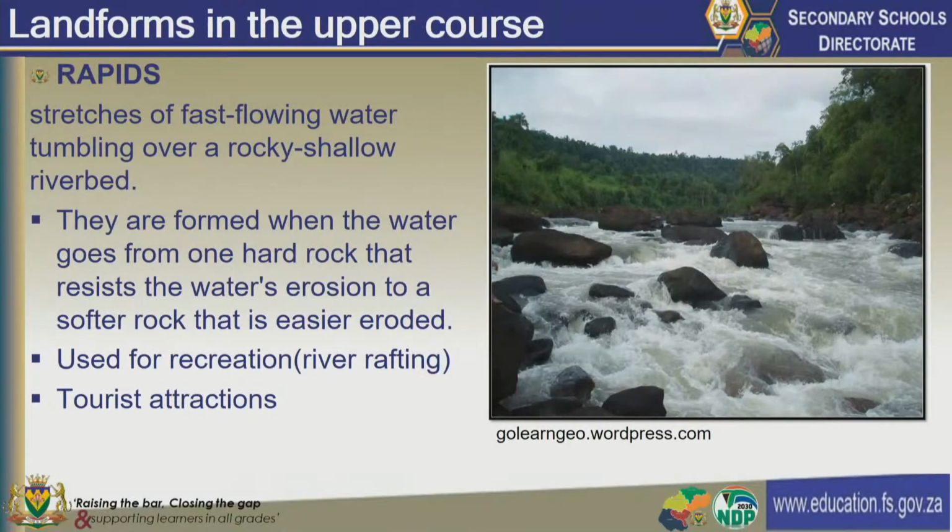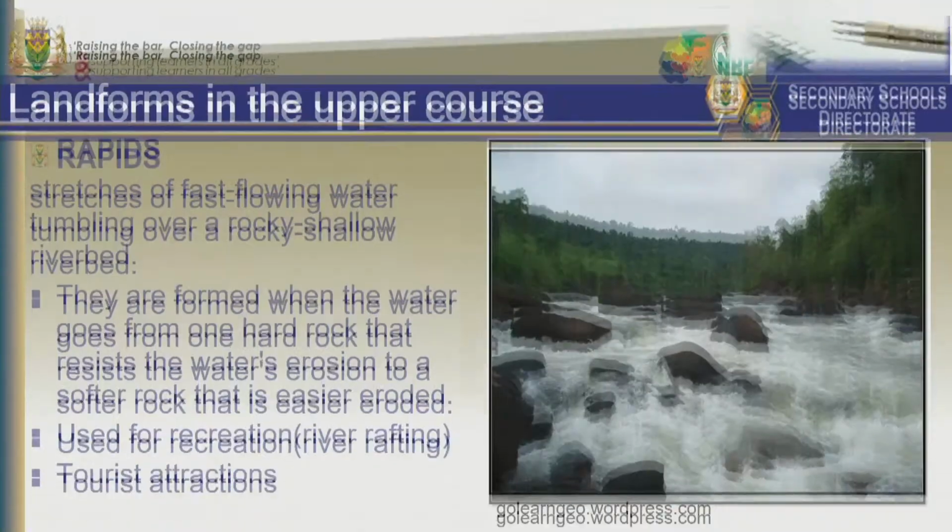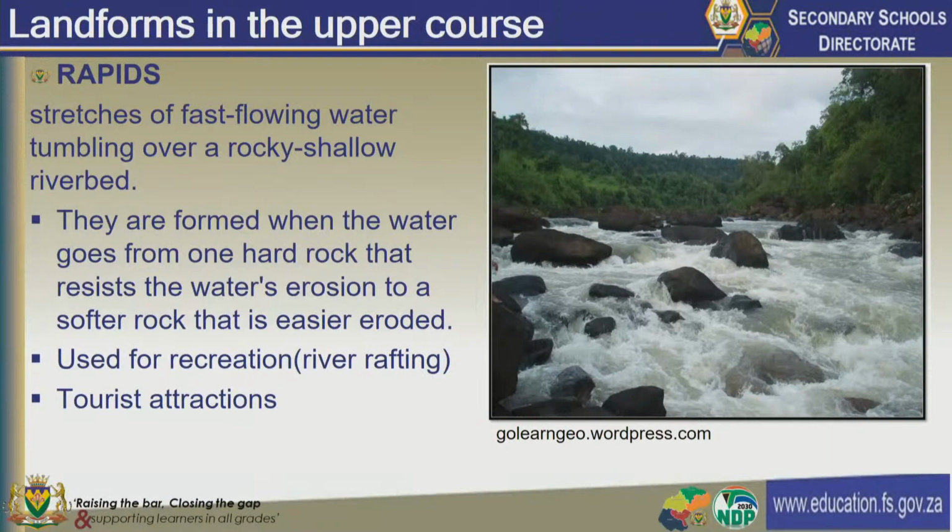Let's go on. Now let's start and discuss landforms that are found in the upper course. Like I said, grade 12s, you have landforms that are called rapids. Look at the picture. You would notice that there are large boulders of rocks, and the water is flowing fast, but because of the resistance as it is flowing against the rocks, it forms some sort of a white foam. This usually is found in the upper course.